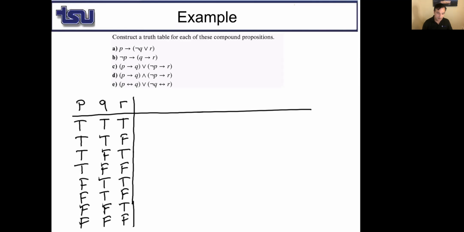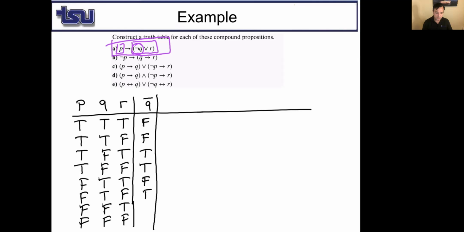Okay, now what do I need? I already have P, and I need to take care of this compound statement here, and then the larger compound statement. What I need is Q naught. So I'm just going to put Q naught right there. Q naught is the opposite of this Q. That's very easy. I will say false, false, true, true, false, false, true, true.